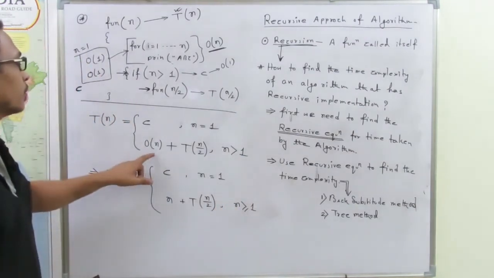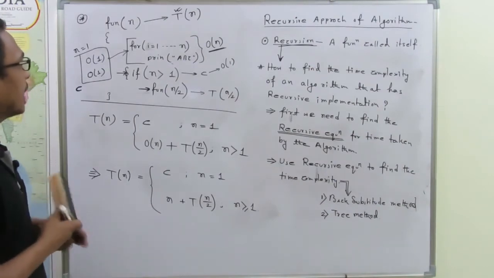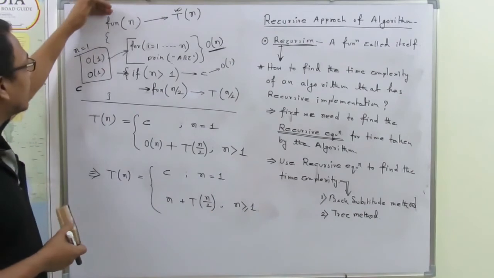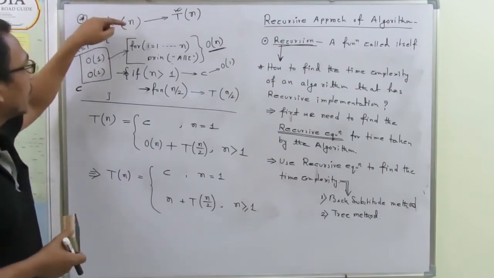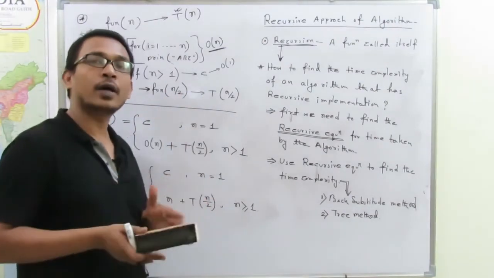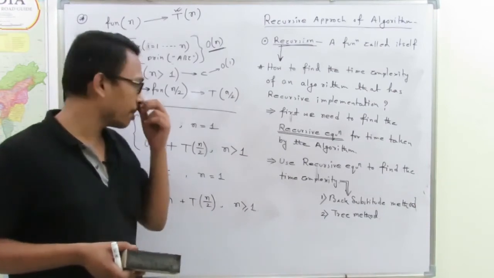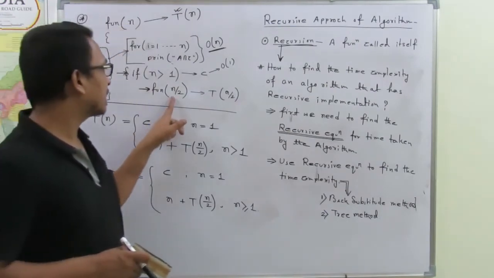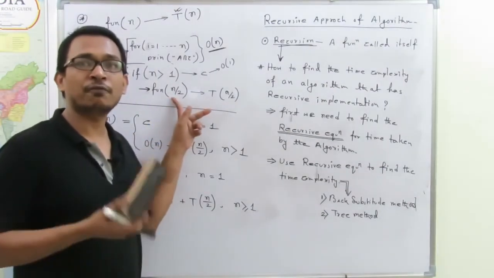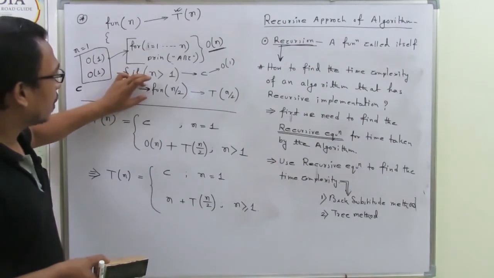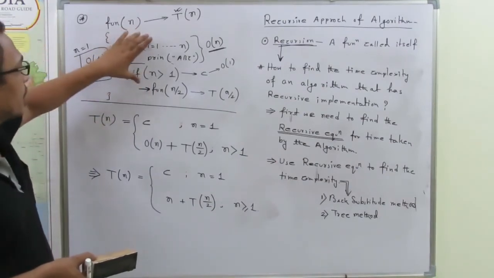What does it mean? Now look here in the algorithm. In each step we call the same function, but the number of input is half. The number of input becomes half of the previous number of input. Clear? Now look here. If in the initial case the value of n is 10, in this case the value becomes n by 2, that means 5. Clear? So before this function call, along with this function call, we need to do some other task.